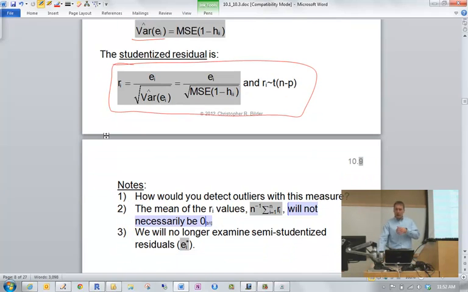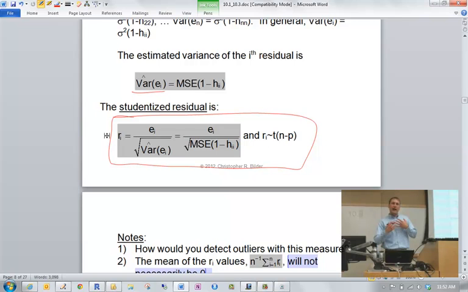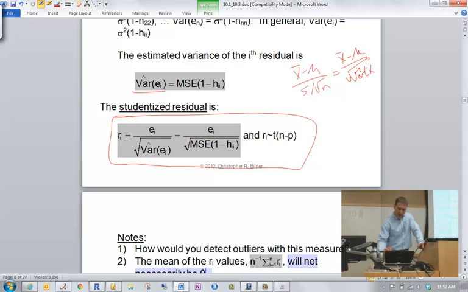Now, in your first stat course, you heard of the idea of a student's t-test statistic. It was often denoted as x bar minus mu over s divided by square root of n. Use that to do a hypothesis test for mu. Note that I could also write this as x bar minus mu times the square root of the estimated variance of x bar. We are essentially doing the same thing here. So that's why our book calls this a studentized residual.